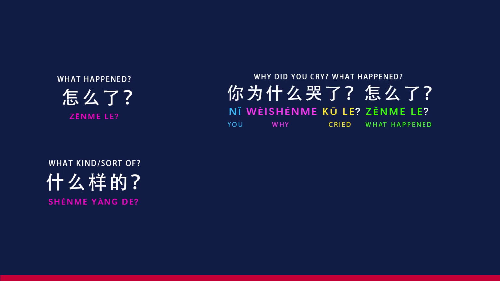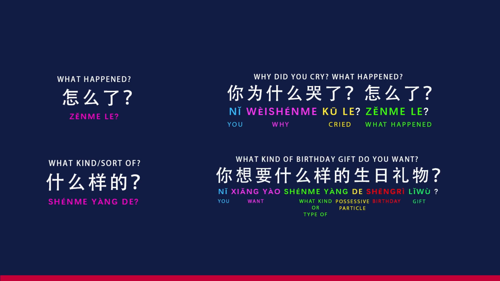Why did you cry? What happened? 你为什么哭了？怎么了 What kind of birthday gift do you want? 你想要什么样的生日礼物 As you can see, 怎么了 is used to seek an explanation for what occurred, asking about the cause of crying. And 什么样的 is used by inquiring about the specific preferences or type of gift the person desires for their birthday. That is all for this chapter, friends. Let's move on to the final chapter of this lesson about quantity, measurement and time.